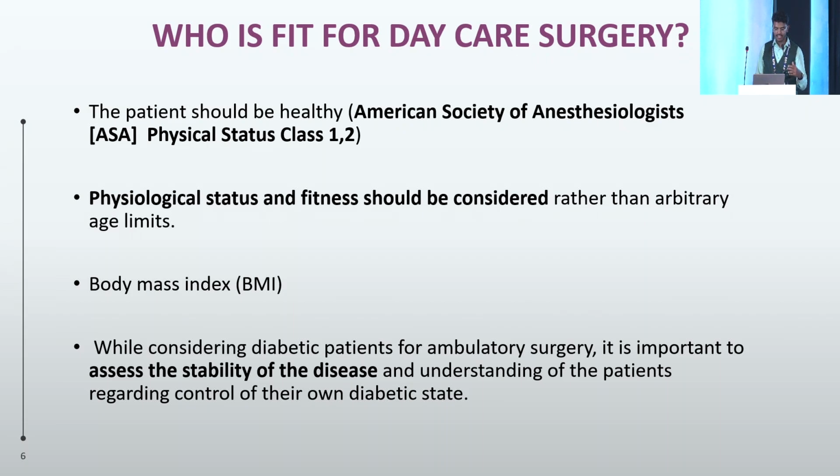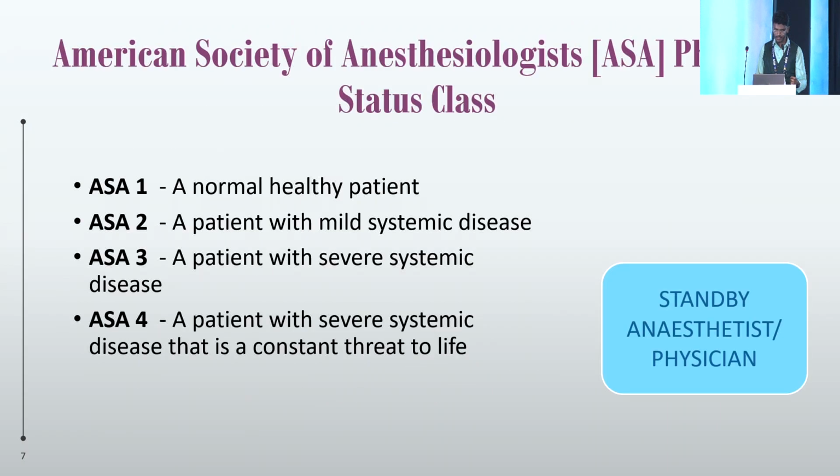Physiological status and fitness should be more personalized rather than considering an arbitrary number of age. That is very important because people who are 70 can also cooperate for a daycare surgery if they are physically and emotionally fit. Then comes body mass index, which we'll be looking at as an important parameter. And one important thing is, it's not about whether the patient is diabetic or hypertensive, but the stability of the condition that he suffers from. So if he has been maintaining his glycemic levels quite well, he can very well be a good candidate for the daycare procedure.